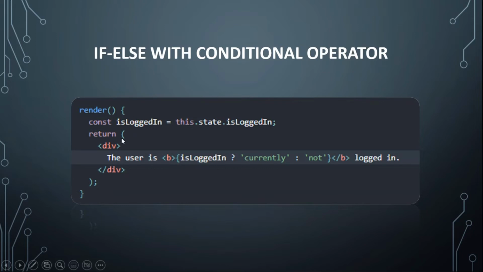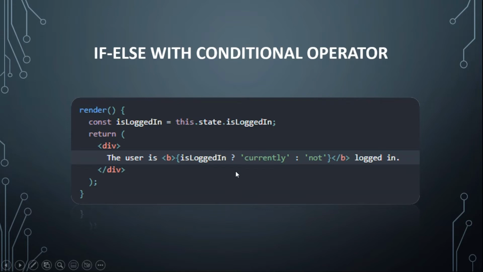If this state is true, we will store true in our constant variable called is logged in. If this is true, we want to return this, else we want to return not. So if the user is logged in, we'll say this user is currently logged in. If it is false, we would say this user is not logged in. So it will say, here is false, so I have to return the else part. If here is true, I'll return the true part.